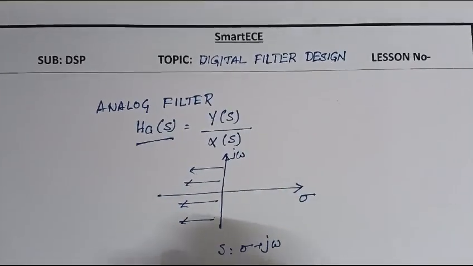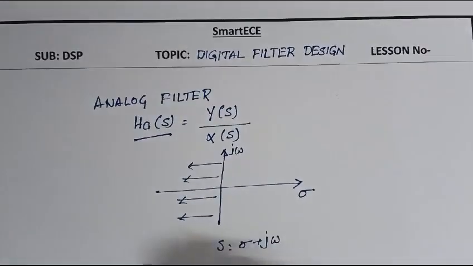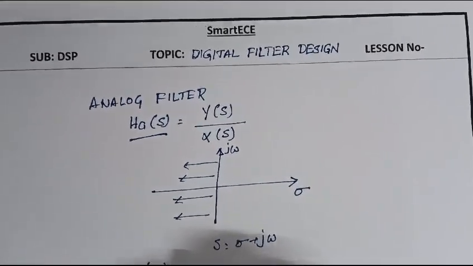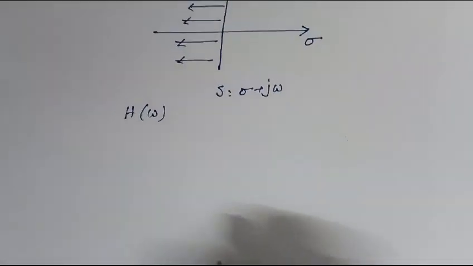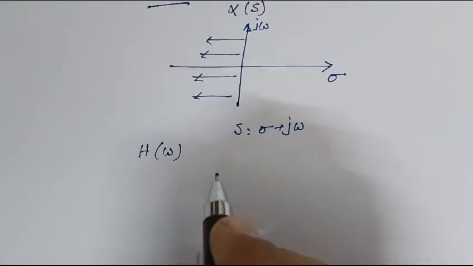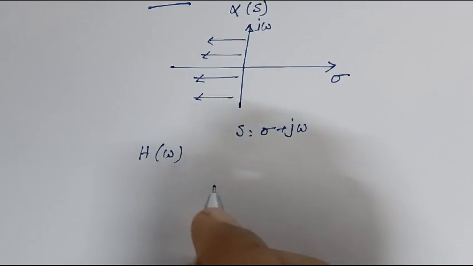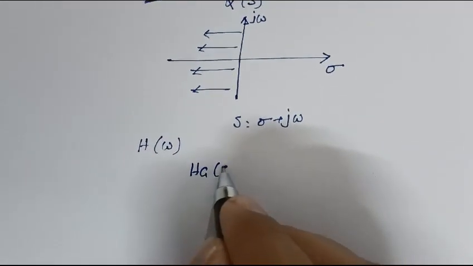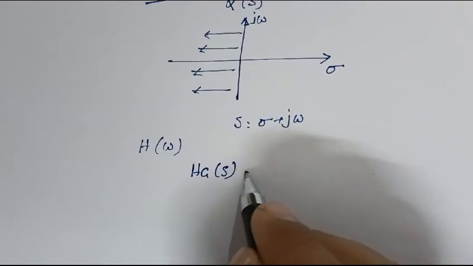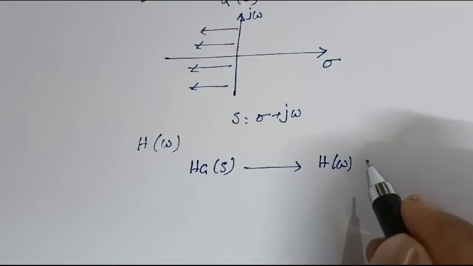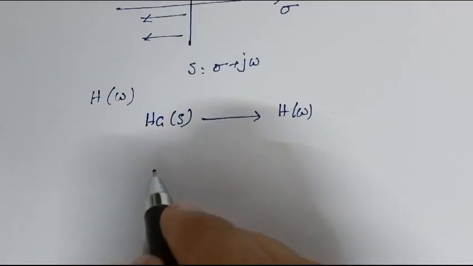And the second thing is to transform this analog filter into a digital filter. Let us write H of omega as the digital filter transfer function. So far I told you we don't have any direct method to realize digital filters. The only way is to design an analog filter that has to be transformed into a digital filter by following any one of the techniques.